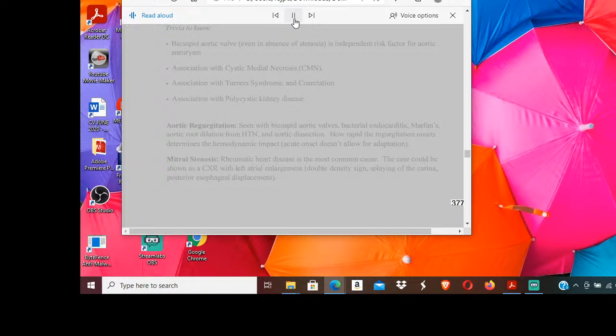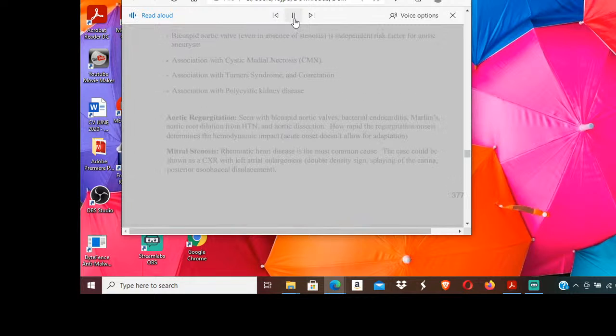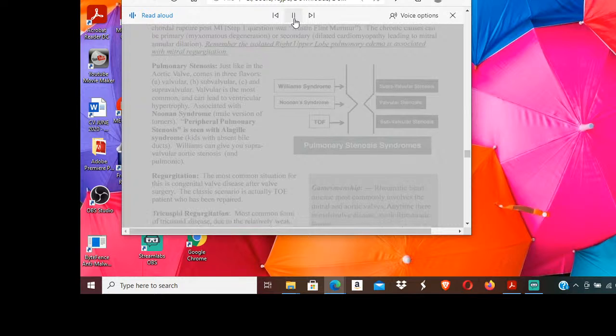377. Mitral regurgitation. The most common acute causes are endocarditis or papillary muscle rupture post-MI. Step 1 question was Austin Flint murmur. The chronic causes can be primary, myxomatous degeneration, or secondary, dilated cardiomyopathy leading to mitral annular dilation. Remember that isolated right upper lobe pulmonary edema is associated with mitral regurgitation.